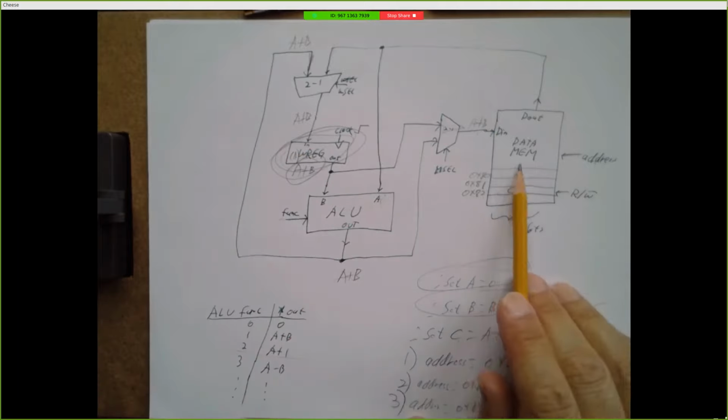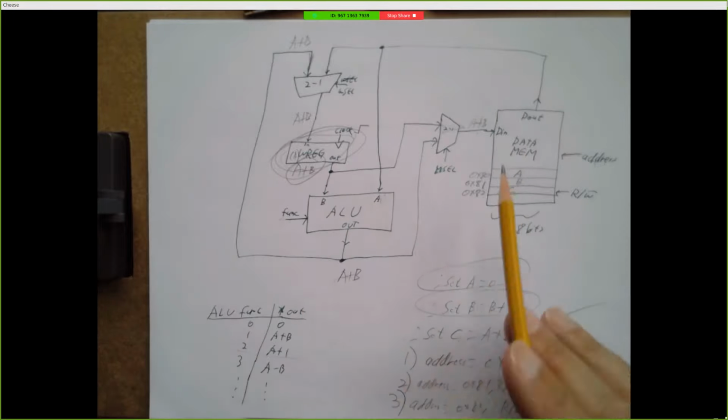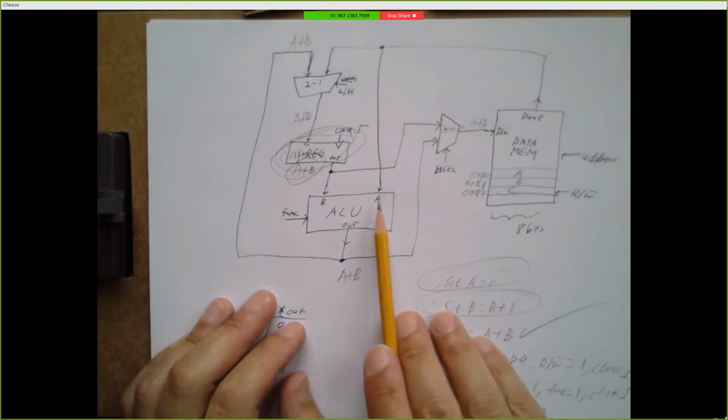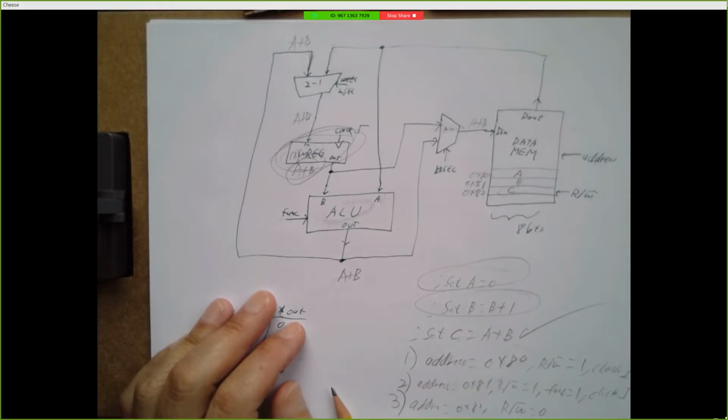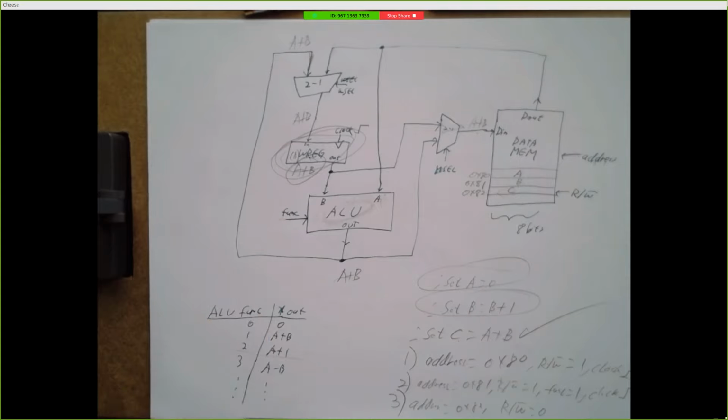And we can copy from memory to the working register, we can copy from the working register to memory, or we can manipulate memory in the working register in some way and either place that result back in the working register or into the data memory.